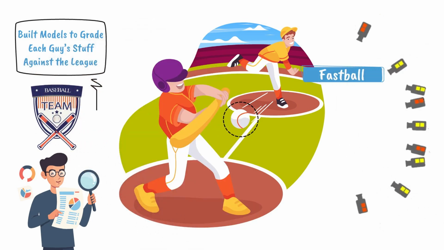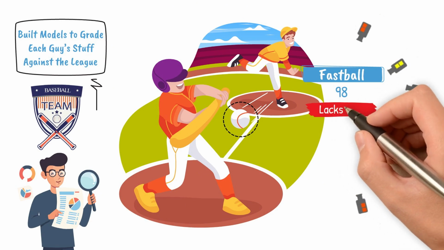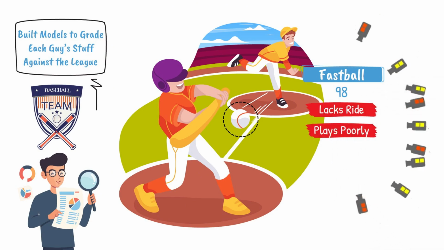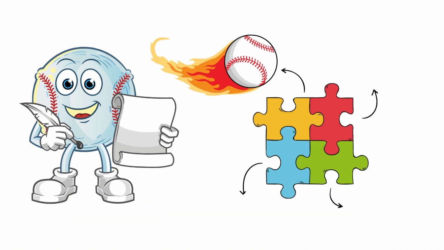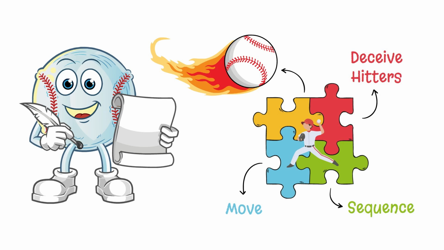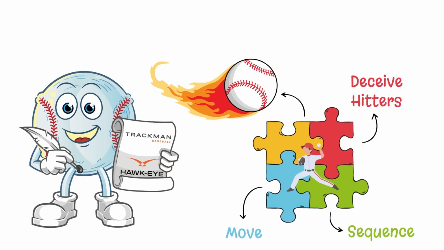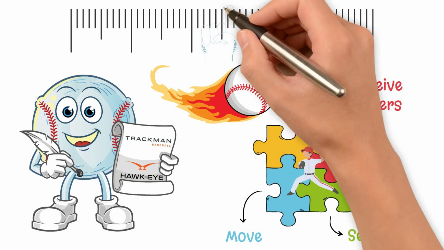A pitcher's fastball might sit 98, but if it lacks ride or plays poorly off of the slider, it's going to get torched. The lesson? Velocity is just a piece of the puzzle. It's how pitches move, sequence, and deceive hitters that really matter. And these new pieces of technology have allowed us to measure this for the first time ever.